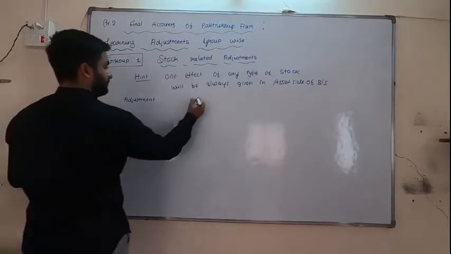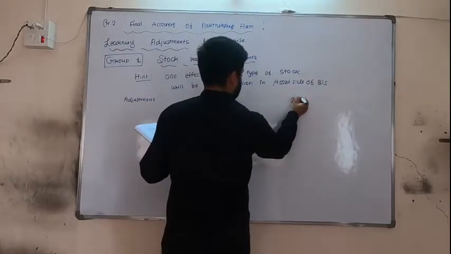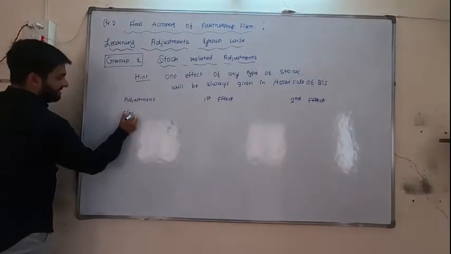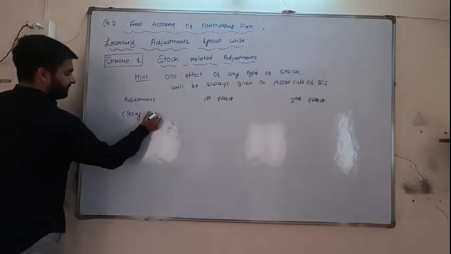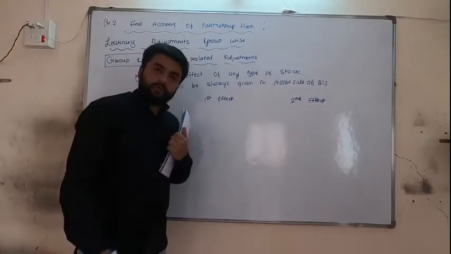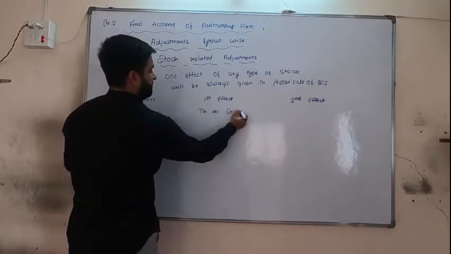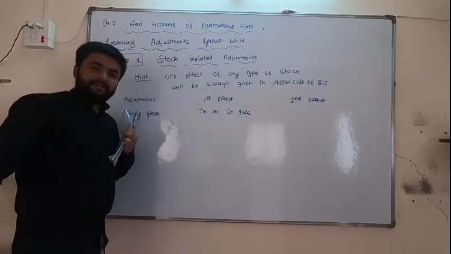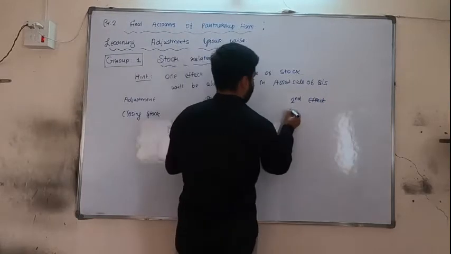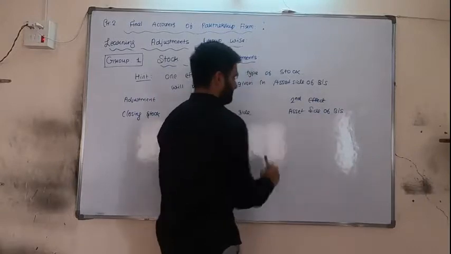Let us write: adjustment, first effect, second effect. Now first we have the adjustment for closing stock, which we already had in standard 11. Closing stock's first effect is the trading account credit side. TR means trading account. Trading account credit side, and second, the asset side of the balance sheet.